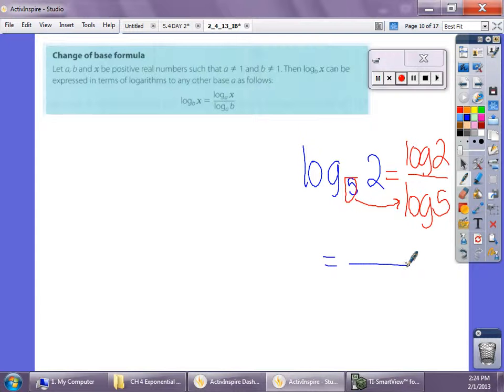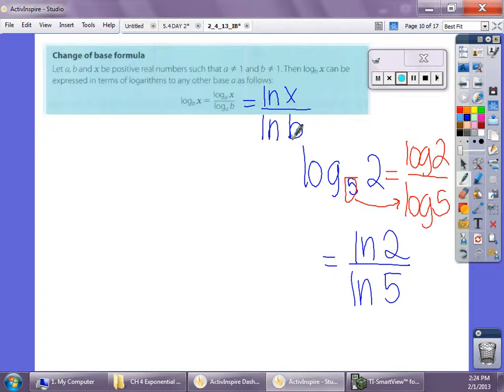So same thing, the base goes on bottom, and then the other value, the actual big value, is up top. So I'm going to write that here. I prefer using ln, personally, instead of log.